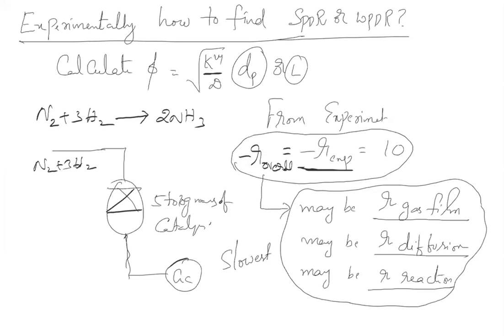So whatever the experiments that I observed, the rate from the experiment is 10. This 10 could be the rate of gas film, the rate of diffusion, or the rate of reaction. We don't know which one it is. Now, the next question is how to know which one is controlling.